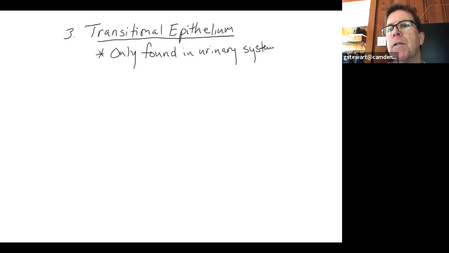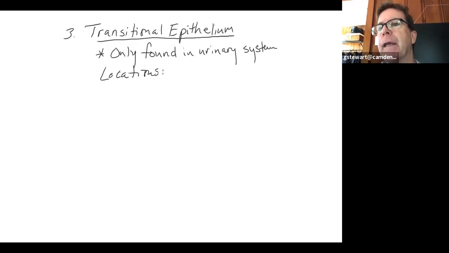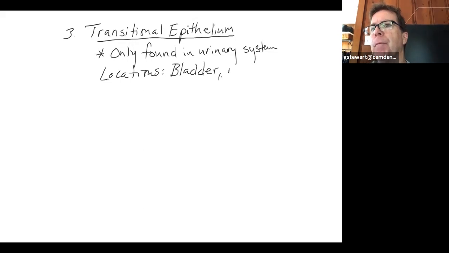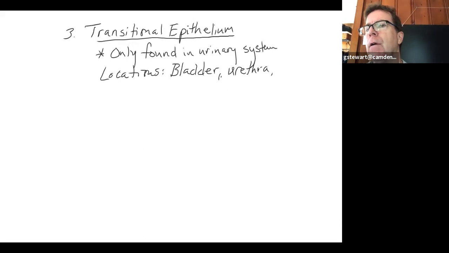So locations, specific locations, would be the lining of the urinary bladder, also the urethra, which leads from the bladder to the exterior world, as well as ureters, the tubes that run from the kidneys to the urinary bladder are lined with this type of tissue. It's a special tissue. A picture speaks 1,000 words.